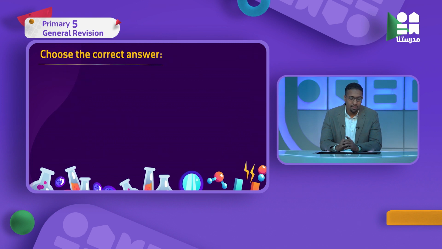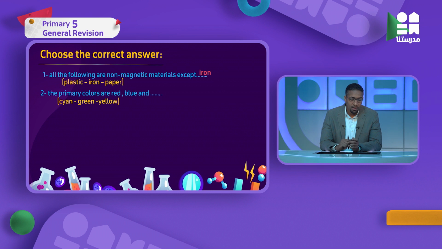Choose the correct answer. All the following are non-magnetic materials except. كلهم non-magnetic. All of them are not attracted to a magnet except one. It is iron, of course, not plastic, not paper.